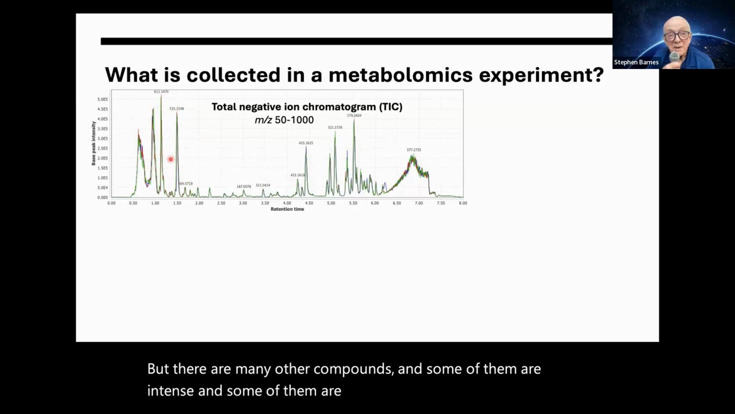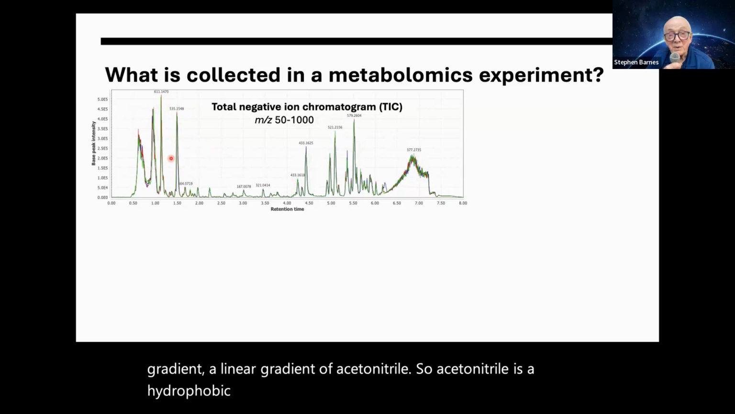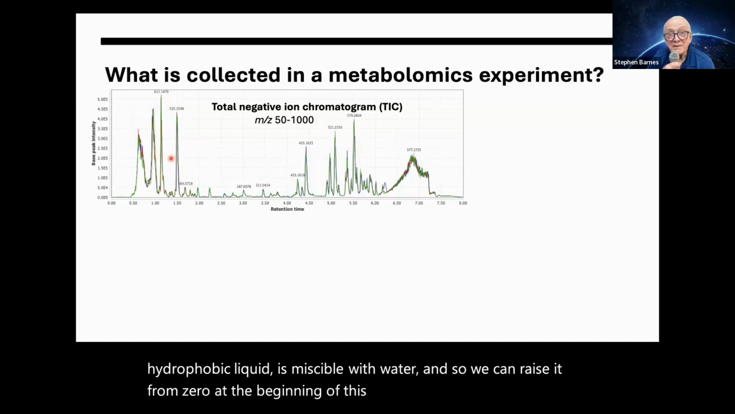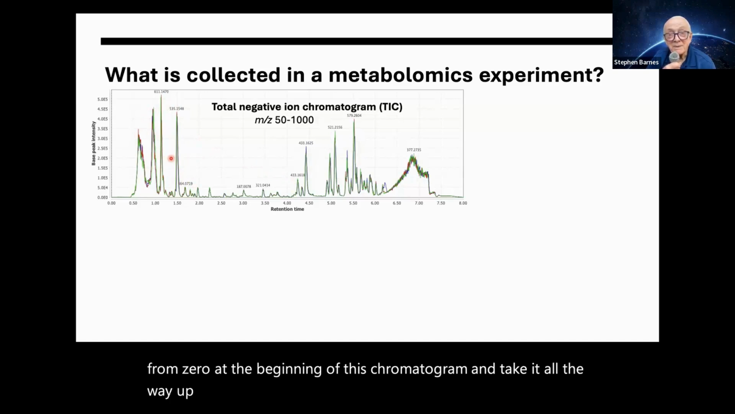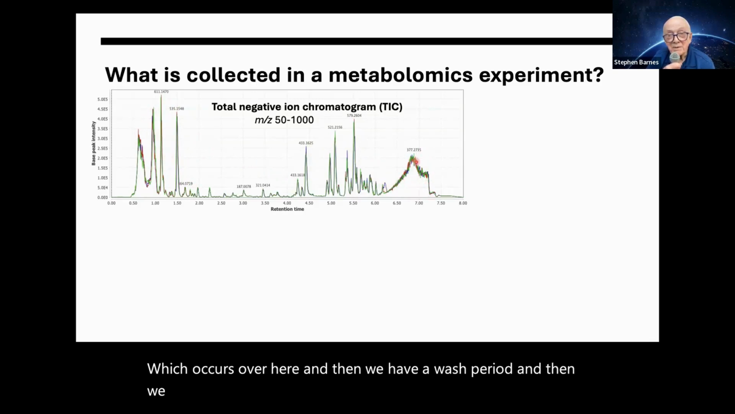We elute them by applying a gradient, a linear gradient of acetonitrile. So acetonitrile is a hydrophobic liquid. It's miscible with water. And so we can raise it from 0 at the beginning of this chromatogram and take it all the way up to 100%, which occurs over here. And then we have a wash period, and then the sample recycles to go back to the start.